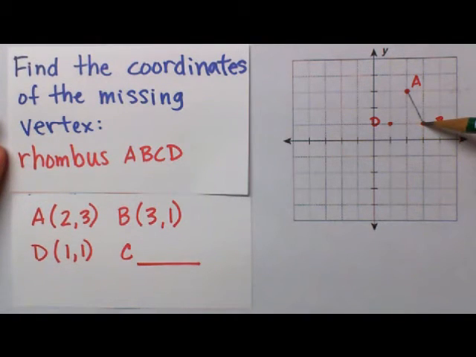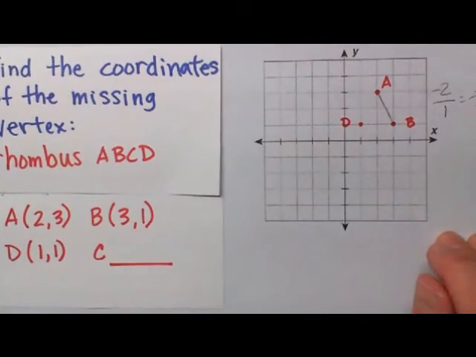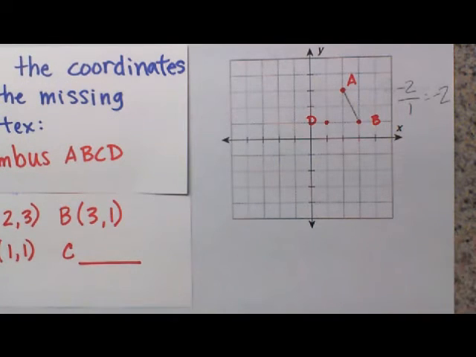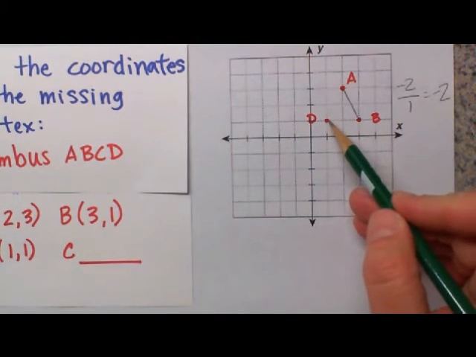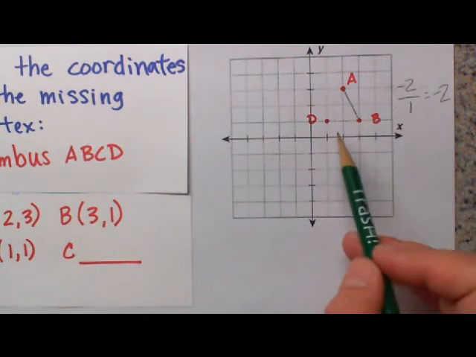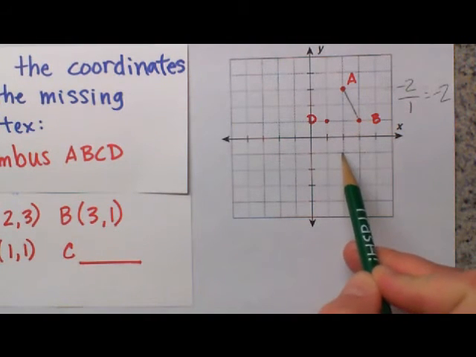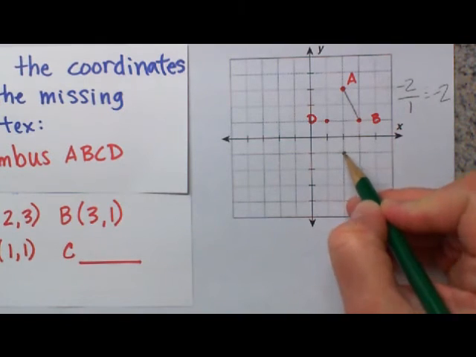So I need to find the slope of this so I can create a parallel line over here, using the principle that the slopes will be the same if they are parallel. So I see that I can go down 2, so negative 2 over 1 will give me the slope of segment AB. So that's a slope of negative 2. So I'm going to start at D, and I'm going to do just what happened over here. I'm going to go down 2 and positive 1. I'm going to put a little point right there.